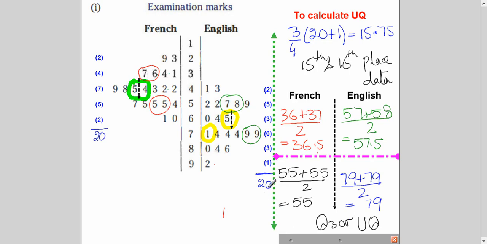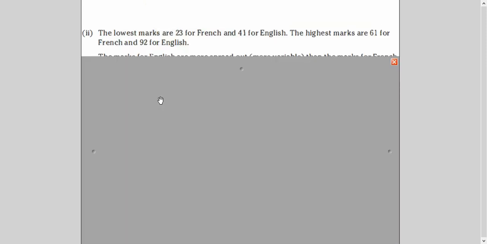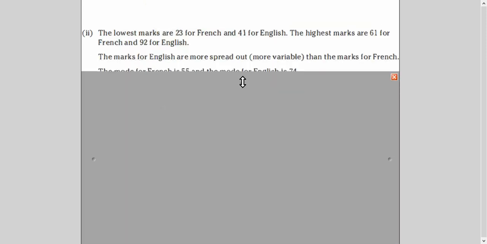So now let's compare the two types of data. The stem and leaf is telling very clearly that students have scored well in English. The median of English is higher than French. The result is very low in French, and most of the students are getting marks in the 40s. These are the types of comments you can pass. Here the lowest mark of French is this, English is this, and the highest marks are mentioned.